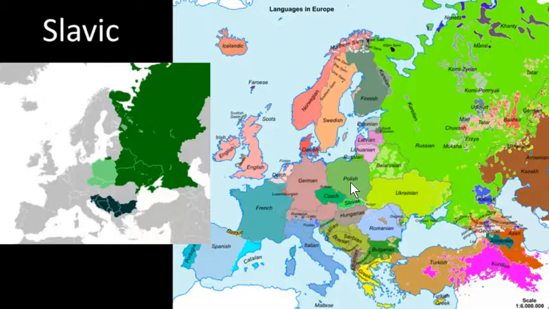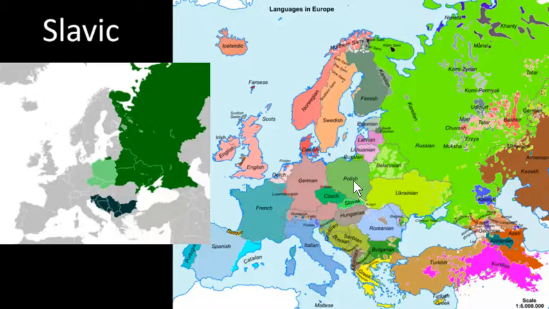which once again is different than Russian, because you can see Russia's in that dark green category. And so I had two roommates. One was from Poland, the other one was from Russia, and they could kind of talk to each other because there were some similarities between these two different groupings of Slavic languages.